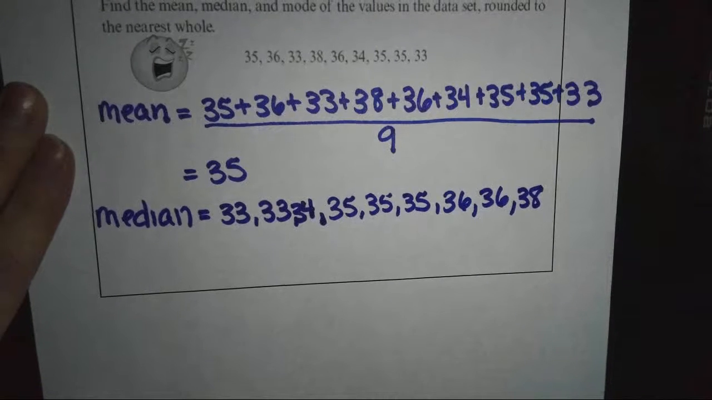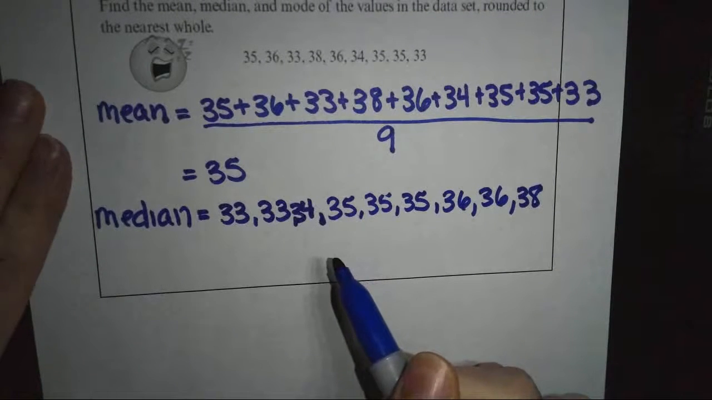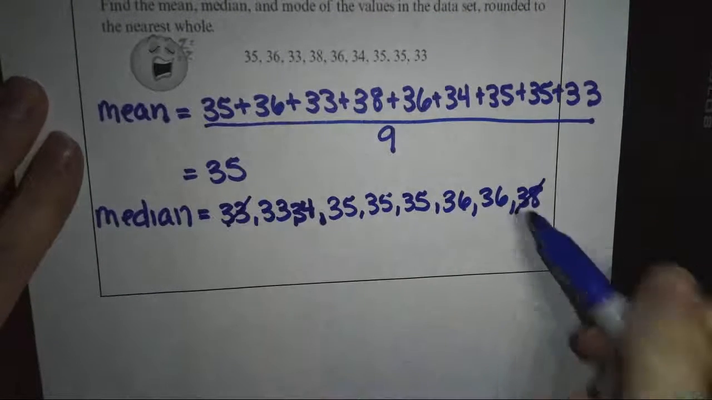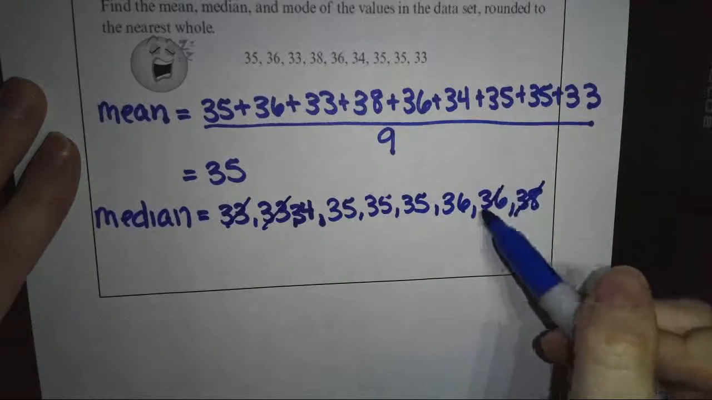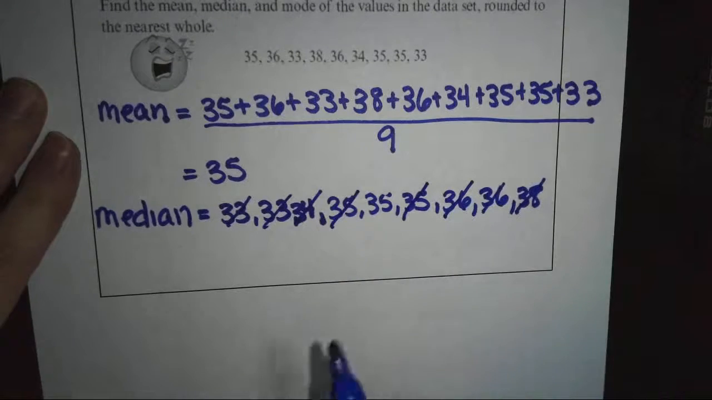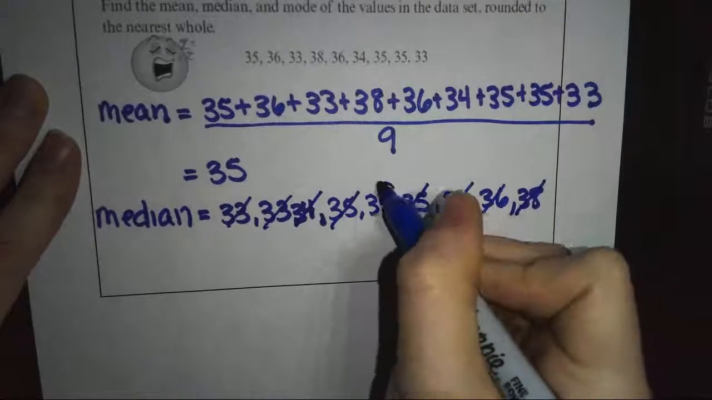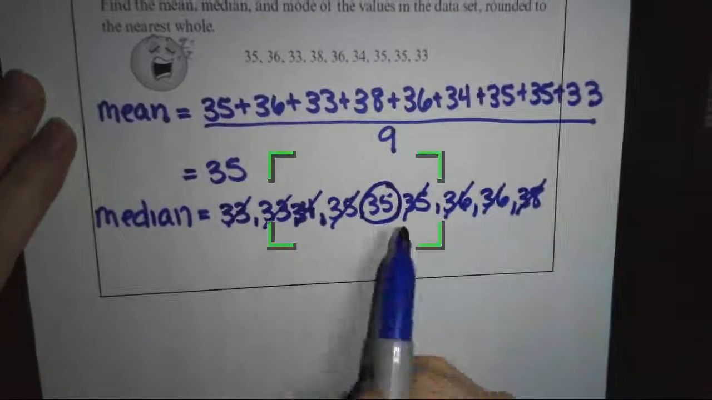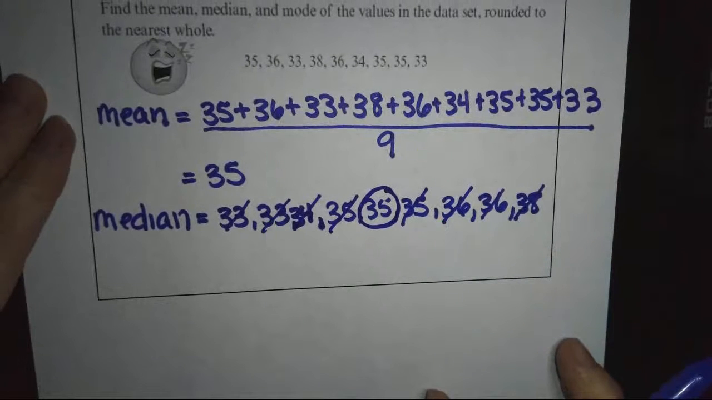All right, let's see if we got them all. 3, 6, 9. Okay. Now, we're going to cross off the smallest and the largest, and then the smallest and the largest again, smallest and largest again, and smallest and largest again until we're left with just one, which in this case is 35. So the median of these numbers is 35.